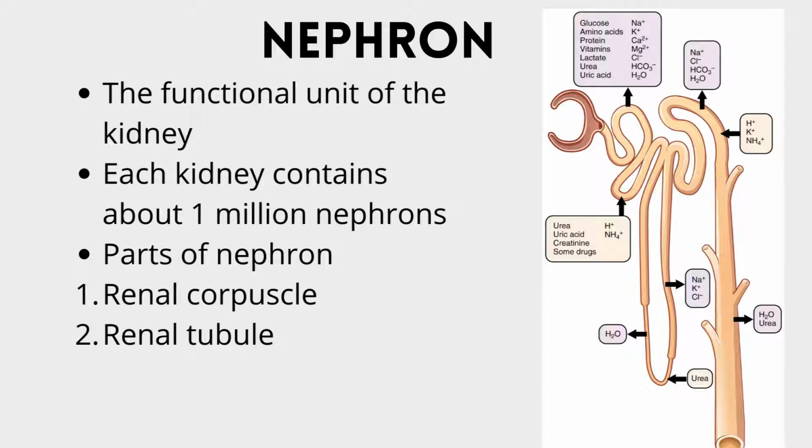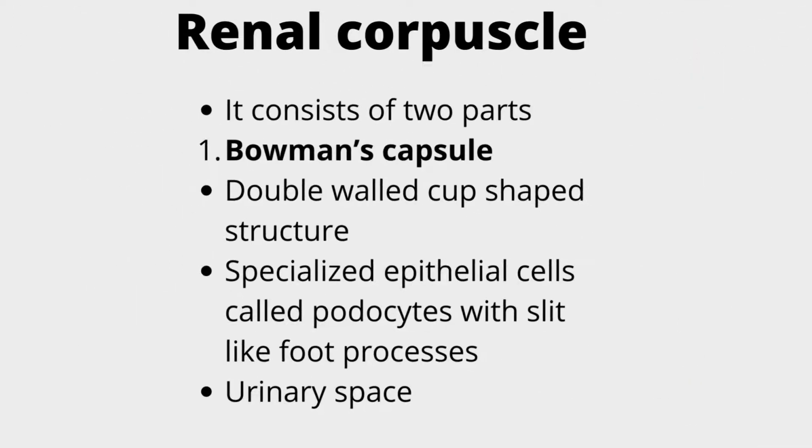The nephron is the functional unit of the kidney. Each kidney contains about 1,000,000 nephrons, and the parts of a nephron are the renal corpuscle and the renal tubule. The renal corpuscle is also called the Malpighian body. The renal corpuscle consists of two parts, of which the Bowman's capsule is the first. The structure of the Bowman's capsule is very important, not only from an MCQ point of view, but also when you need to perfectly understand how the kidneys function and how exactly urine is formed.